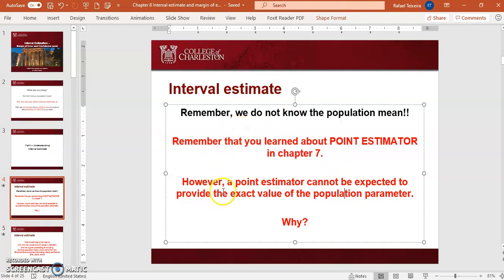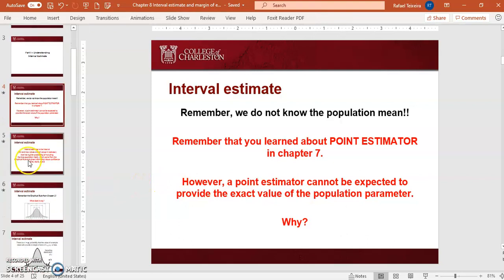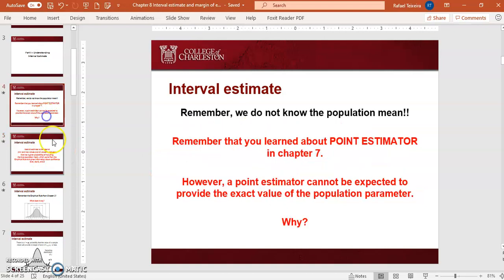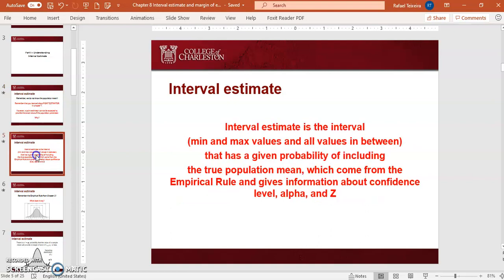However, this is the problem. A point estimator cannot be expected to provide the exact value of the population mean. Remember, when we're trying to estimate the population mean using sample data, we get a sample mean that is somewhat close to the population mean, but is not exactly the same. Because we're using samples, it's not possible to find exactly the population mean using a sample. It's going to vary, okay?